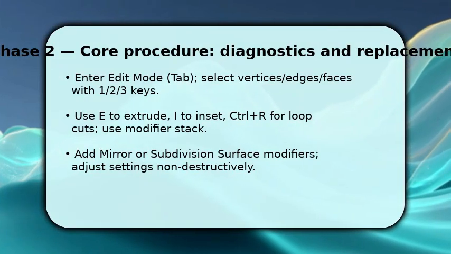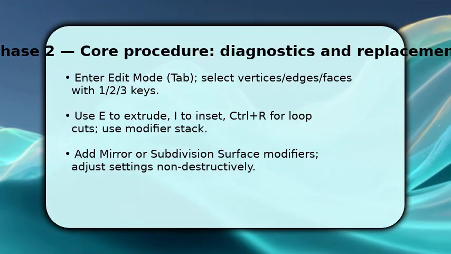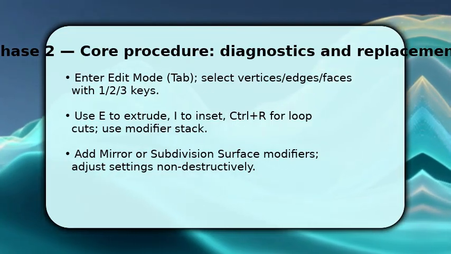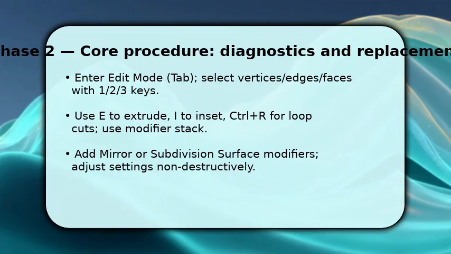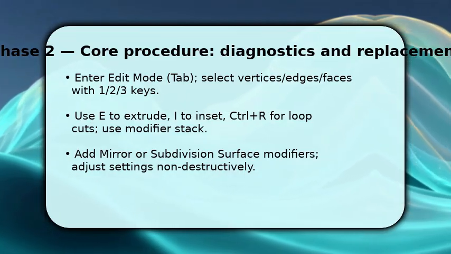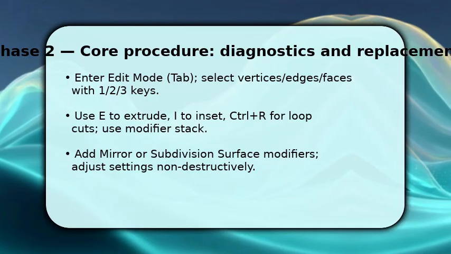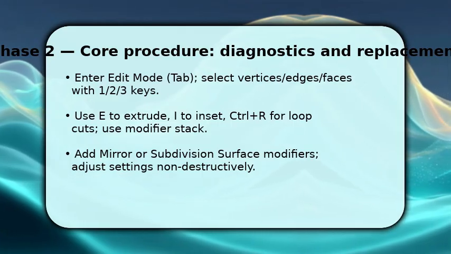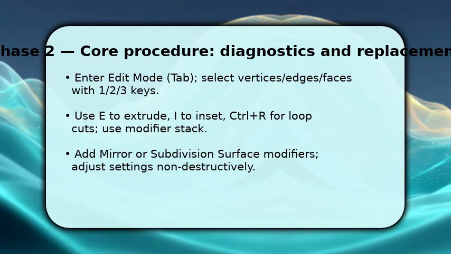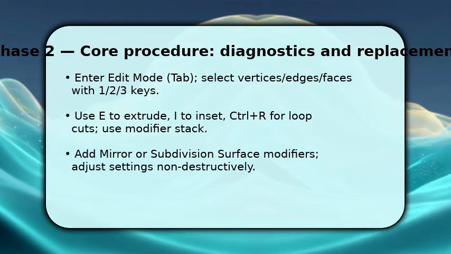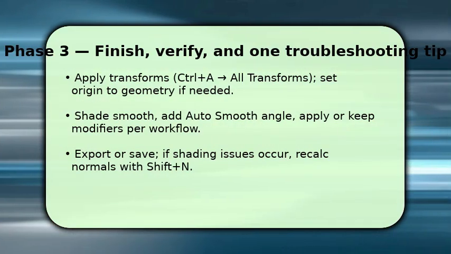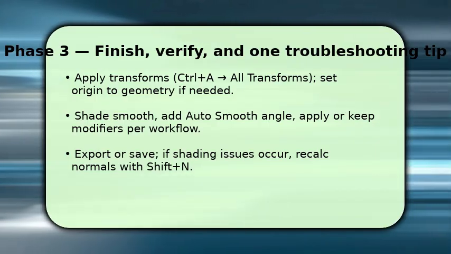Once the mesh is in place, switch to edit mode by pressing Tab and choose vertex, edge, or face selection with 1, 2, or 3. Start shaping. Press E to extrude faces outward, I to inset details, and Ctrl+R for loop cuts to add geometry where you need it. Make sure to use modifiers like mirror for symmetry and subdivision surface for smoothness so you can iterate non-destructively. As you work, toggle wireframe or X-ray to see internal geometry, and use proportional editing when you need softer deformations. To finish, apply transforms with Ctrl+A to freeze scale and rotation, and set the object origin to geometry for predictable pivot behavior.